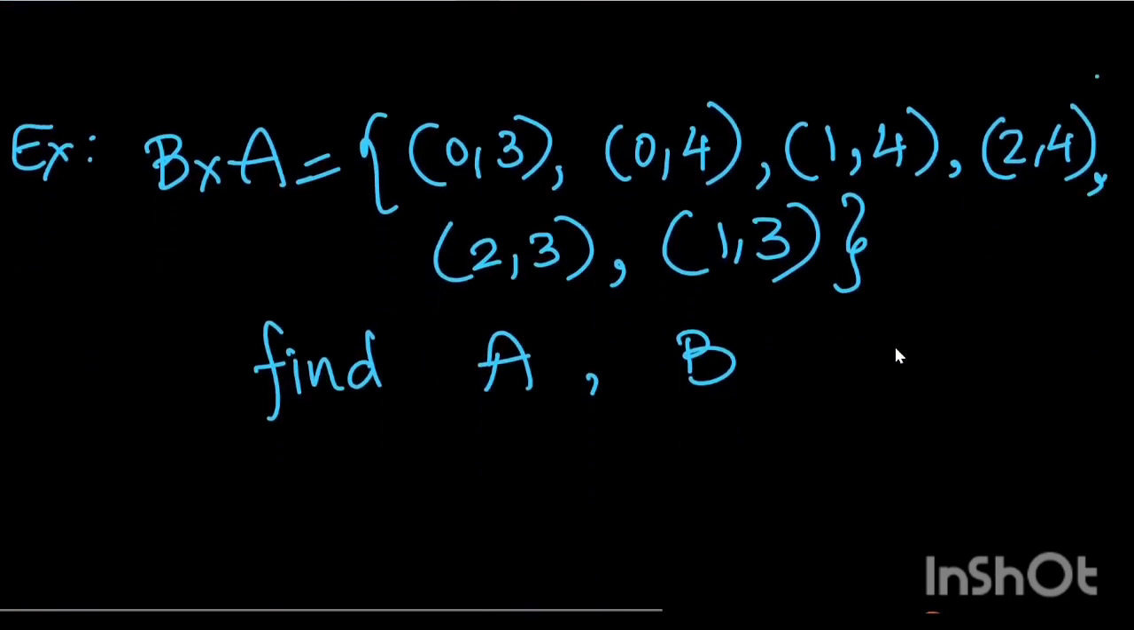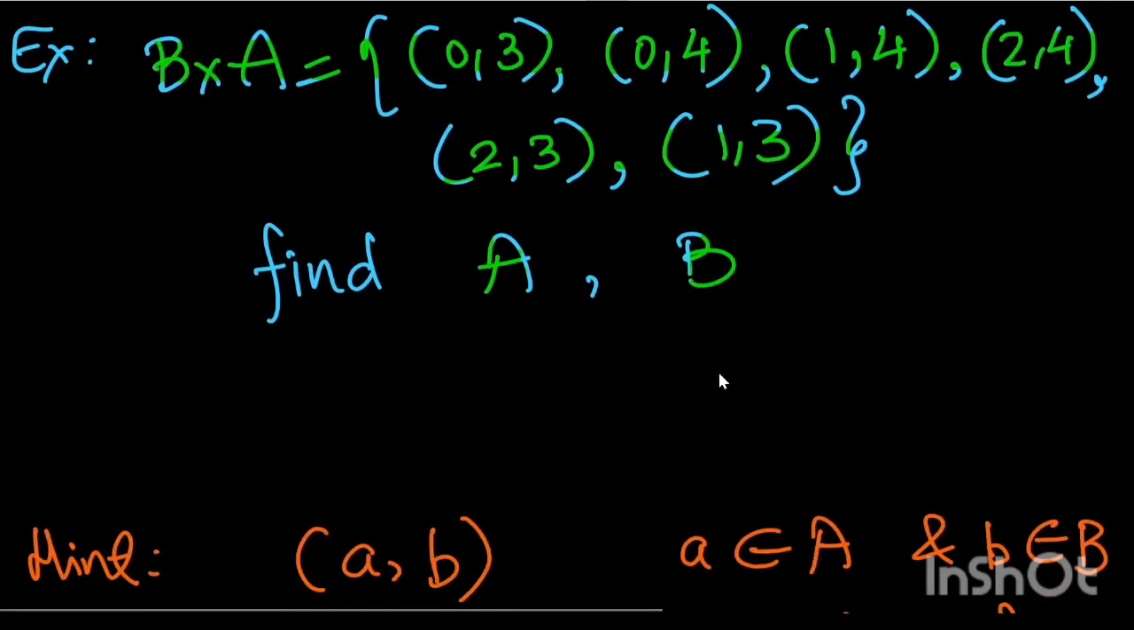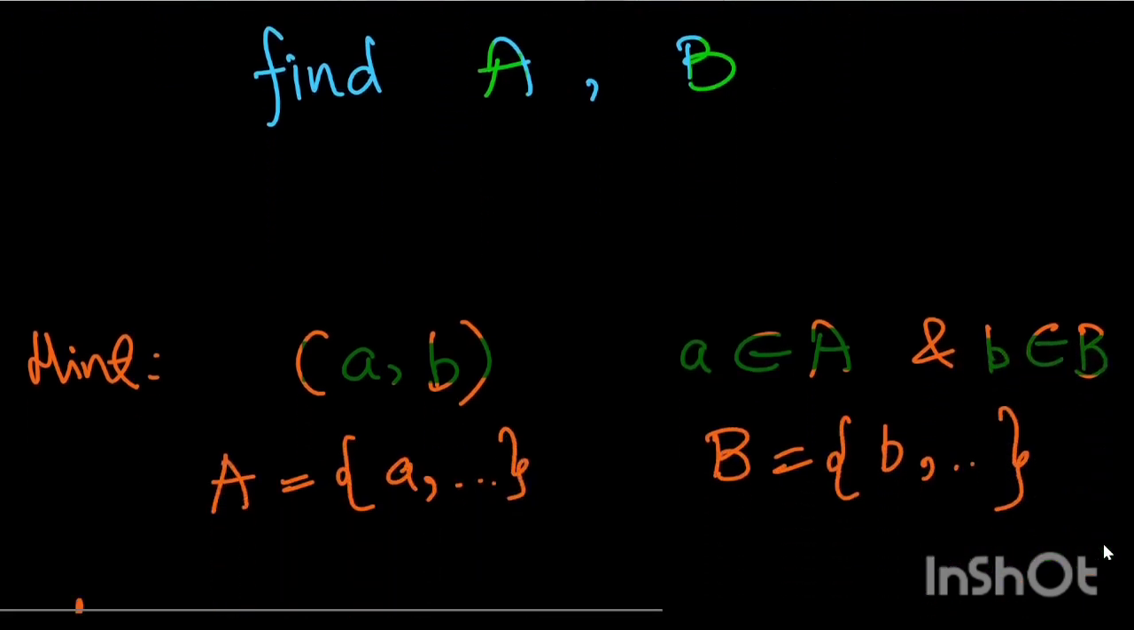Now if B cross A is given to be {(0,3),(0,4),(1,4),(2,4),(2,3),(1,3)}, we have to find A and B. So how can we determine this, guys? What should be the hint? We can proceed like this: from the definition, if (a, b) is given, then the first element will belong to set A and the second element belongs to set B in case of A cross B.